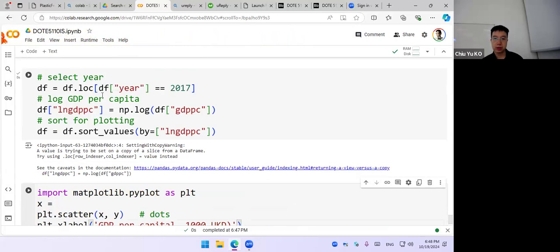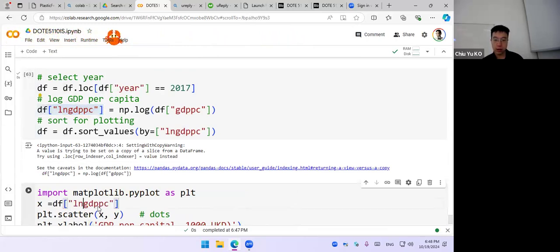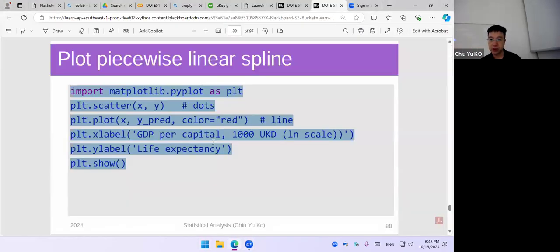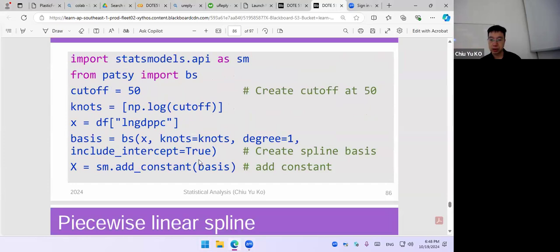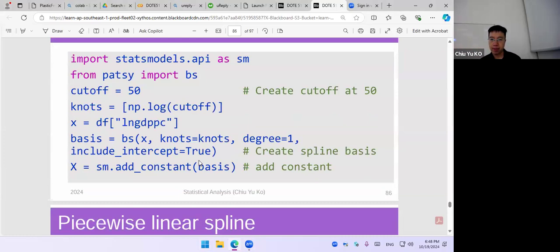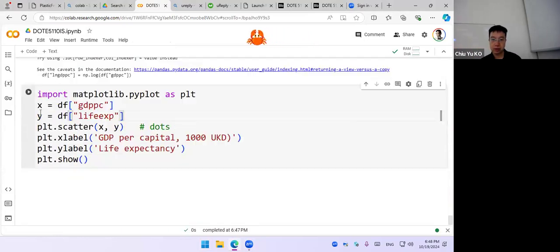So let's do GDP. This is GDP per capita, right? And then this is the X. And Y is how long they live, right? How long they live is the variable, the life expectancy. Let's do that. Okay.